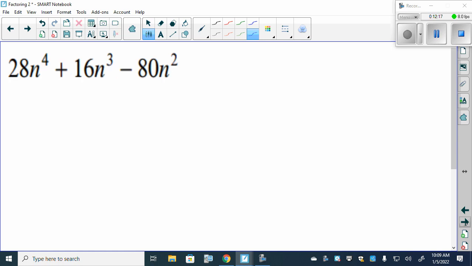Let's look at this one here. Is there a greatest common factor between these three terms? There is. Four. Yeah, 4 will. Anything else?